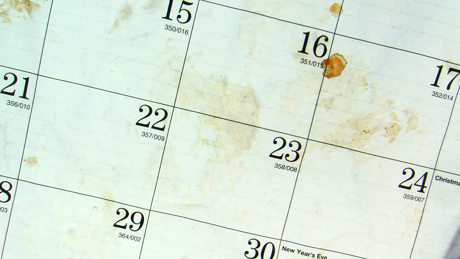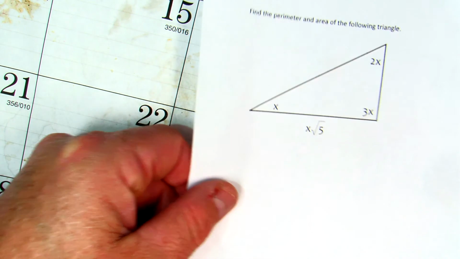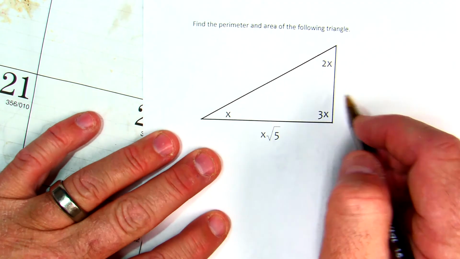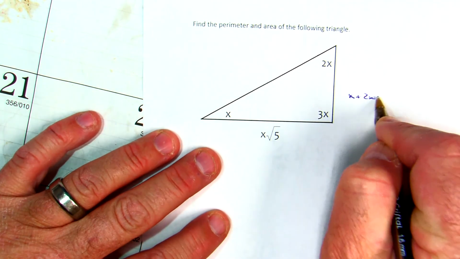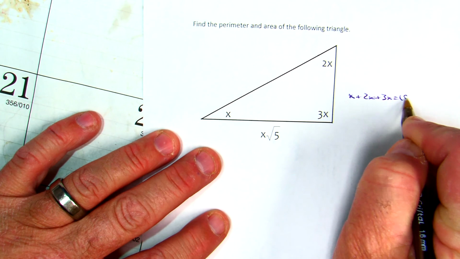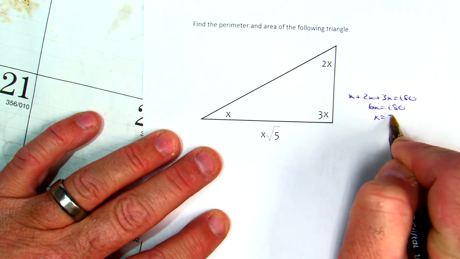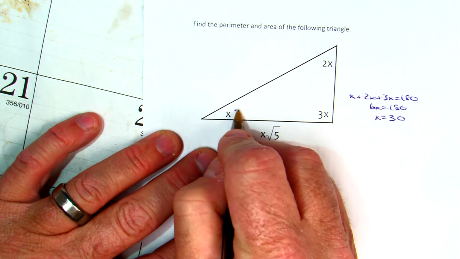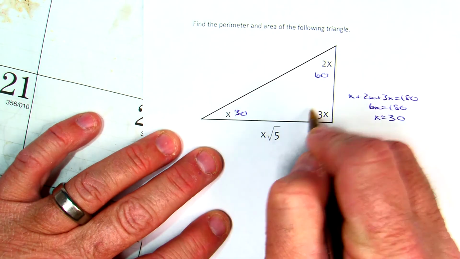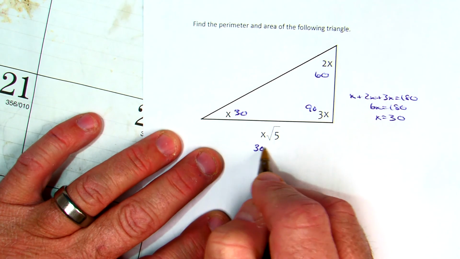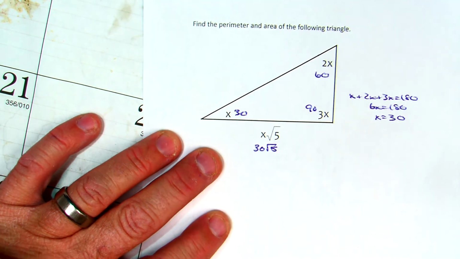Alright, now the second thing we did today in class: we went over the last problem from yesterday's challenge problems. We've got to clean it up a little bit. Yesterday we realized x plus 2x plus 3x equals 180. So 6x equals 180 and x equals 30. When I plug that in, this would be 30, 60, 90, so it's a 30, 60, 90 right triangle. And down here, since that's x as well, that would be 30 root 5.